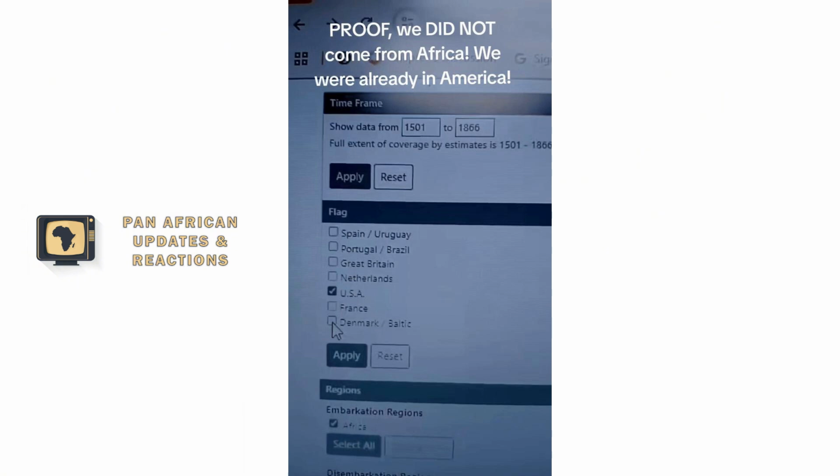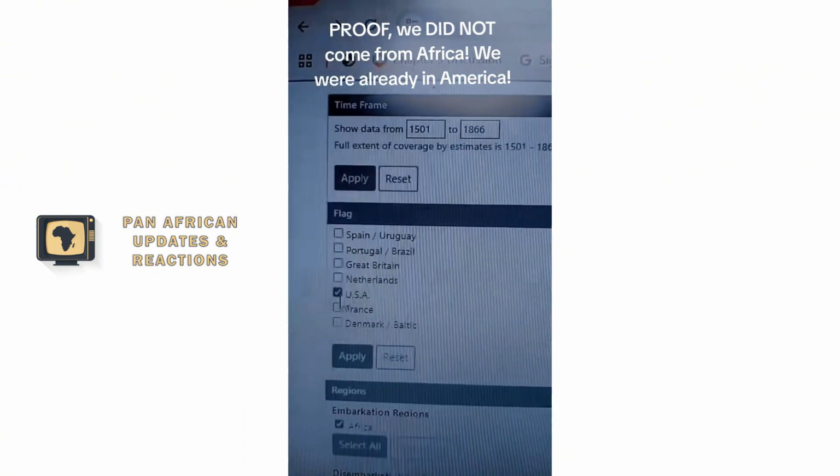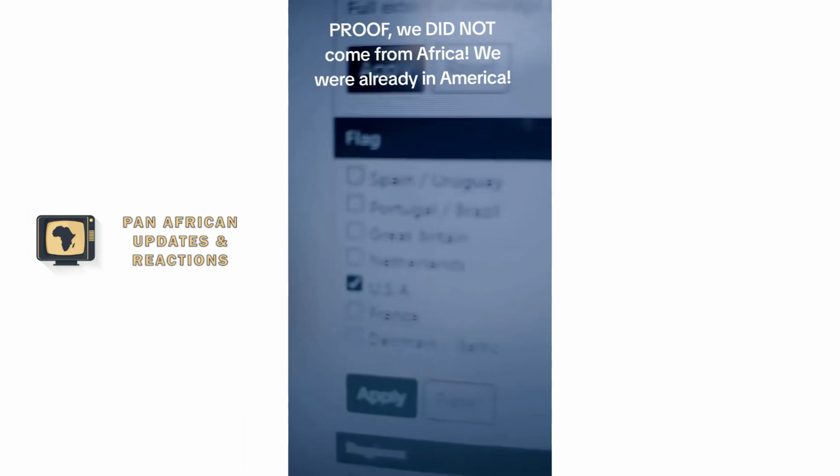What they're showing is the flags of the ship. Basically, in what country the ship was registered. We don't care what flag the ship was sailing under. We only care about where it picked people up and where it dropped them off. So we're only focusing on the good old USA, which is North America.